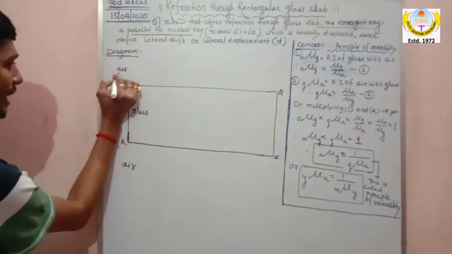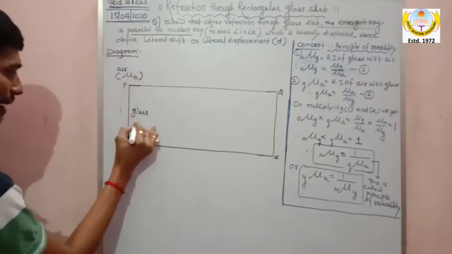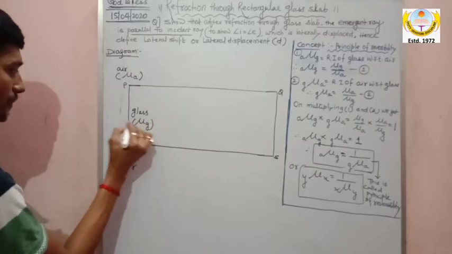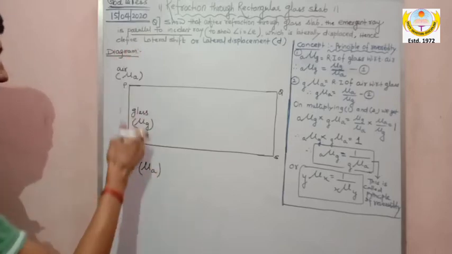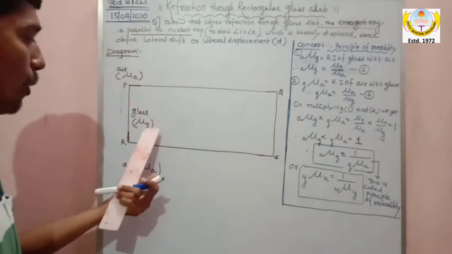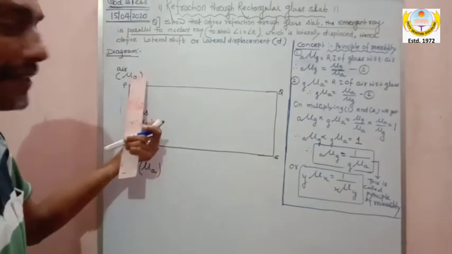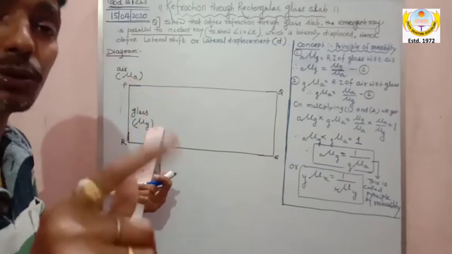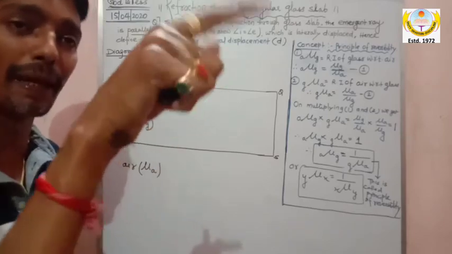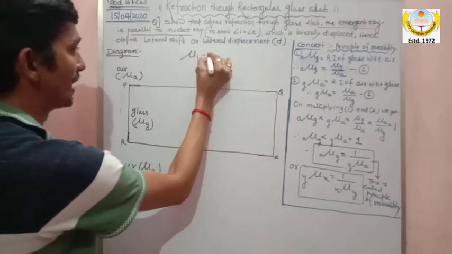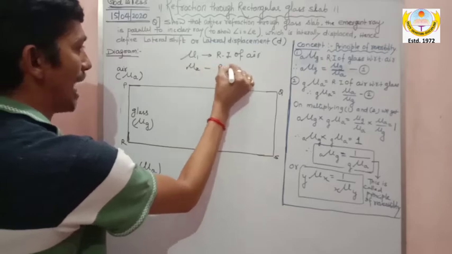Let the refractive index of air be mu A. Let the refractive index of glass be mu G. And again the refractive index of air is mu A. My dear, I can put it as 1, 2 also, because air को मैं 1 ले लेता, glass को मैं number 2 ले लेता. I can represent this as mu 1, and this as mu 2. But when I write mu 1, mu 2, then you have to express in your paper that mu 1 is the refractive index of air, mu 2 is the refractive index of glass.